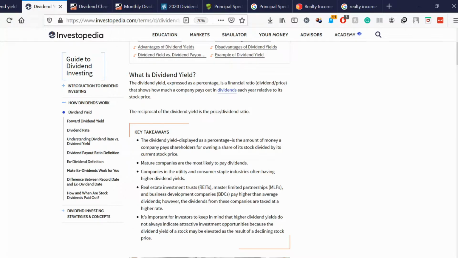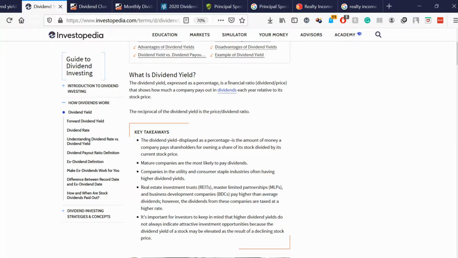That's why utilities don't really have too many ups and downs. They're not very volatile because people need utilities regardless. And consumer staples as well, they're usually more reliable. You don't really see a whole lot of ups and downs with them as well. I'll go over those in just a minute as well.